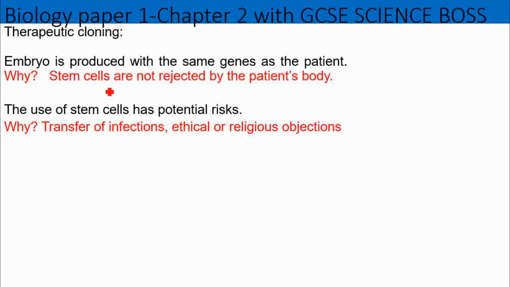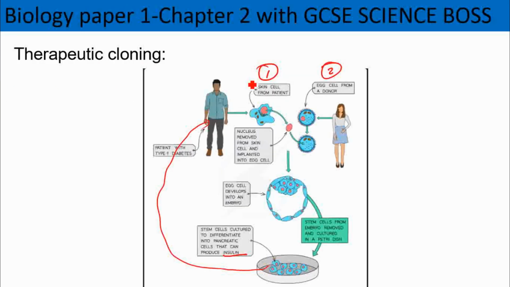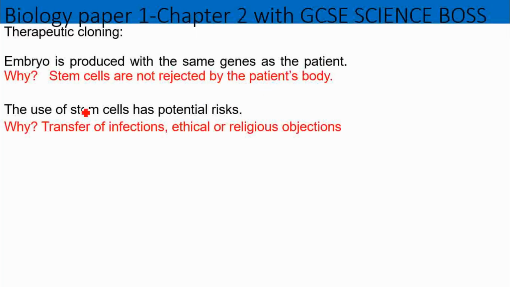Now, why is it used from the same patient? So that it would not be rejected by the patient's body. Simple, because remember, you'd have taken the cell from that patient. However, there's certain potential risk. Could you be transferring infection? You have to think about the ethics. Is it right? Is it wrong? And of course, you're going to have certain religious objections. There's certain groups of religion that will think that you're interfering with God's work or Allah's work or anything like that.